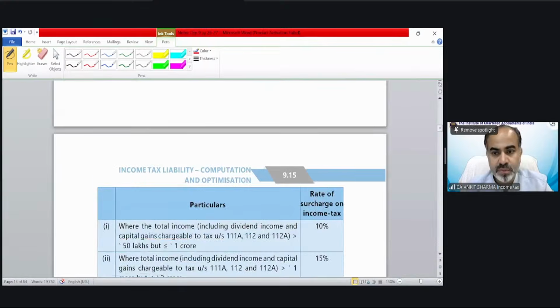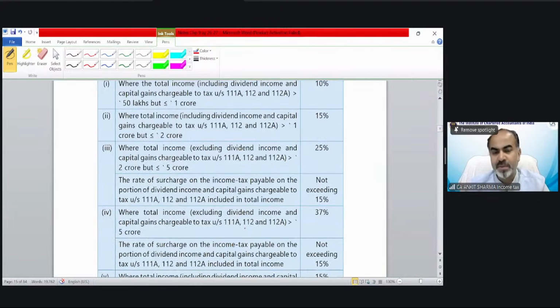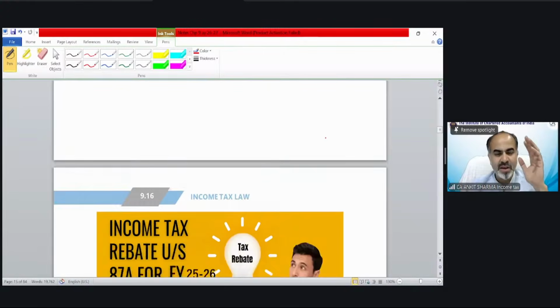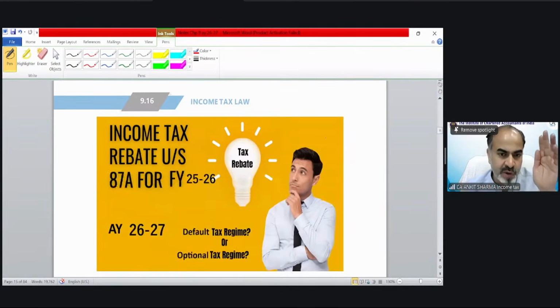Okay. In case of default tax regime, you can see the surcharge rate is 37% if your income exceeds 5 crore. Again, in case of dividend, etc. income, the maximum surcharge rate would be 15% always. And how it needs to be calculated, we have gone through in detail in the basic concept chapters. If you have any confusion in the surcharge concept, you can go and watch the basic concept class. That would be absolutely crystal clear over there.